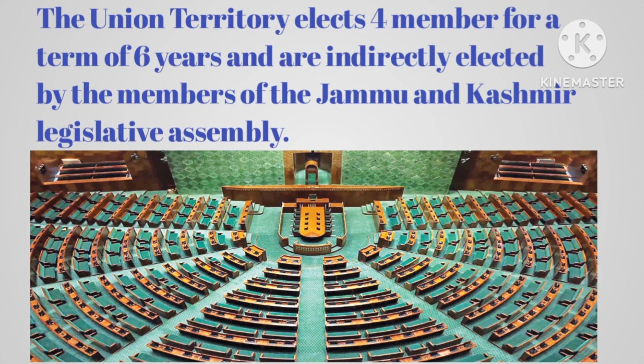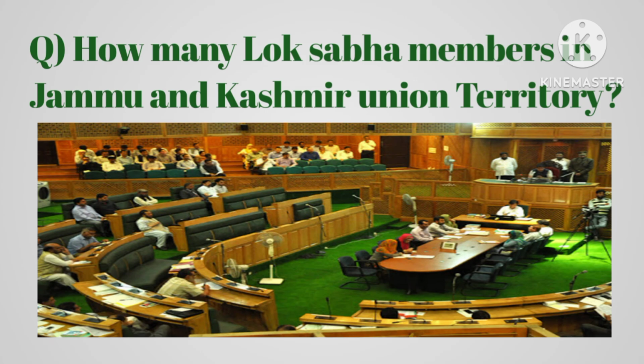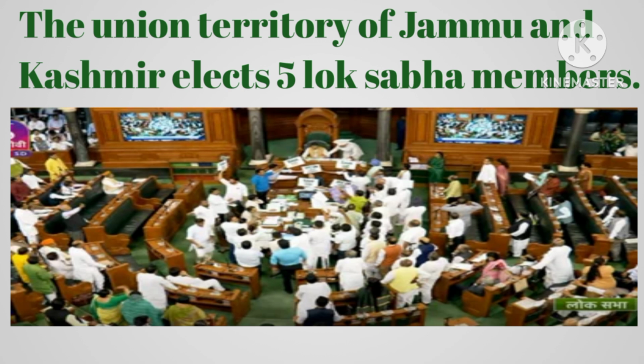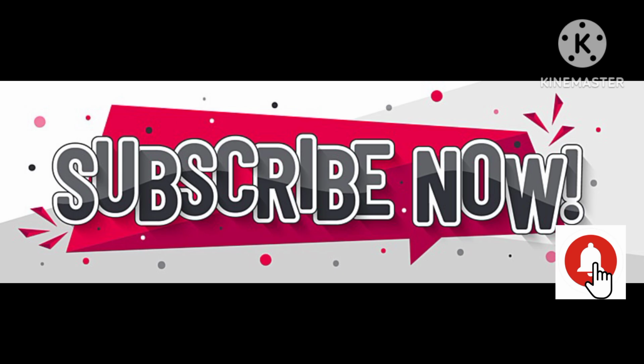How many Rajya Sabha members are there in Jammu and Kashmir Union Territory? The Union Territory elects 4 members for a term of 6 years, who are indirectly elected by the members of the Jammu and Kashmir Legislative Assembly. How many Lok Sabha members are there in Jammu and Kashmir Union Territory? The answer is the Union Territory of Jammu and Kashmir elects 5 Lok Sabha members.